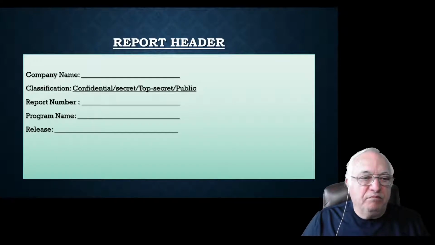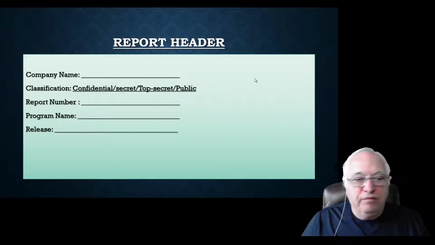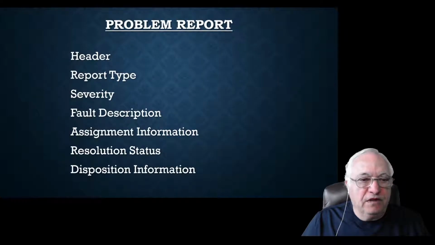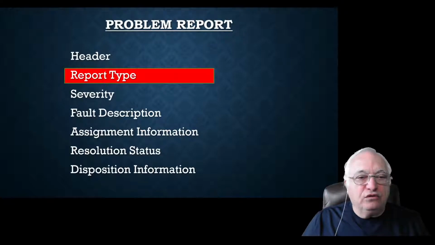Then we have the program name, release information, and version. You want to make sure it's very clear what version, in what program, you were testing when the fault was discovered. Okay, that's the header. Now let's go to report type.